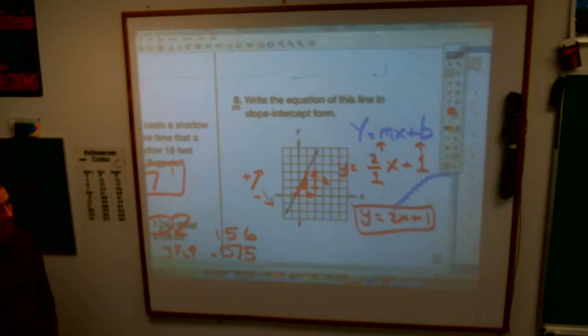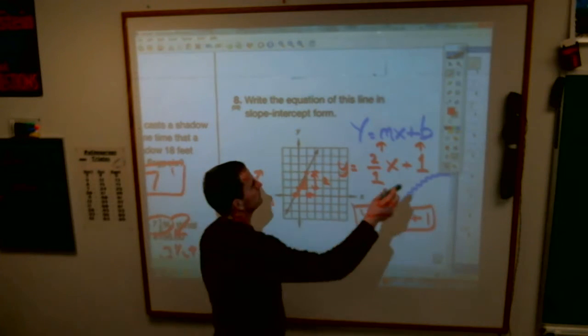Wait, why is it 2x? Because 2 over 1 is 2. I could give you 6 over 1, but that would be the same as 6, so I should say it was 6 over 1. Oh, I feel so much better about this already. JD? I do have number 11.